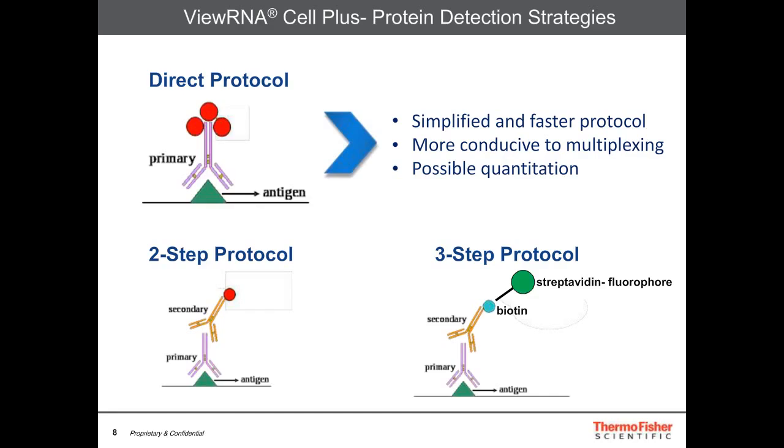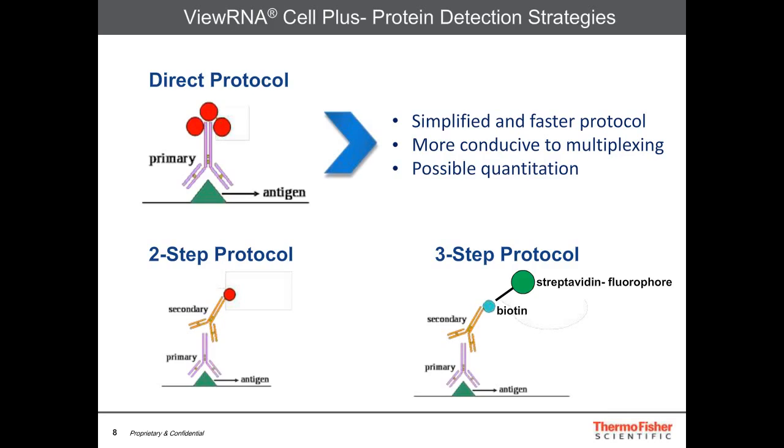If you want to look at multiple antigens and they're both, for instance, a mouse IgG1 isotype, it becomes very difficult to do a 2-step protocol where you're using an anti-mouse secondary because you'll have cross-reaction between the 2 primary antibodies. So if you're using a direct protocol, it's very easy to use one antibody that's labeled with an Alexa 488, for example, and another one that's labeled with an Alexa 647.